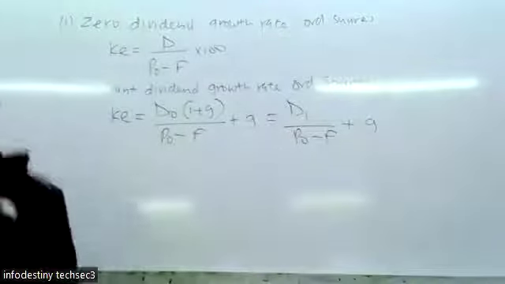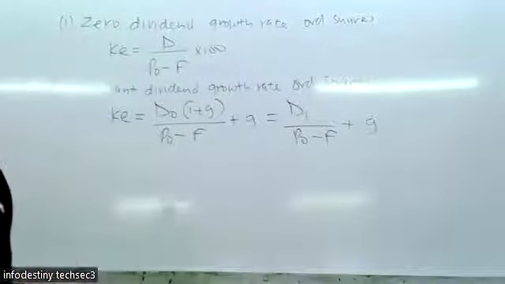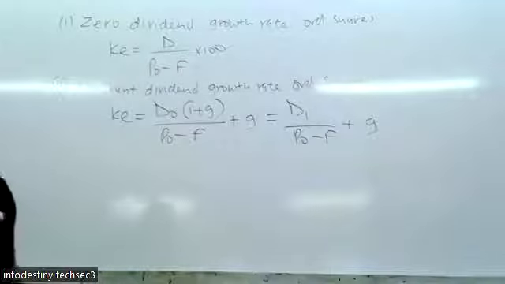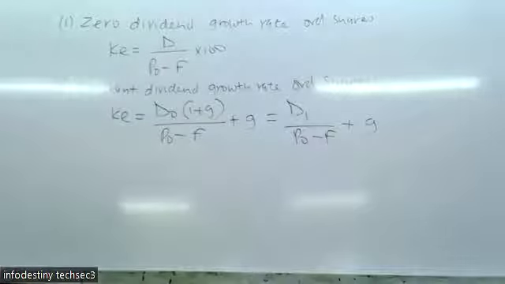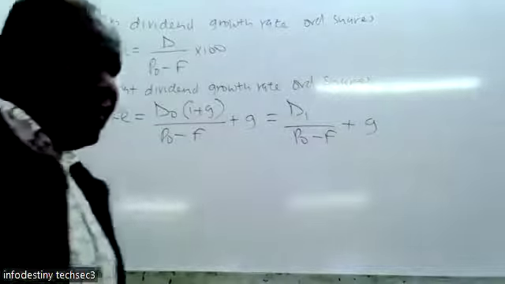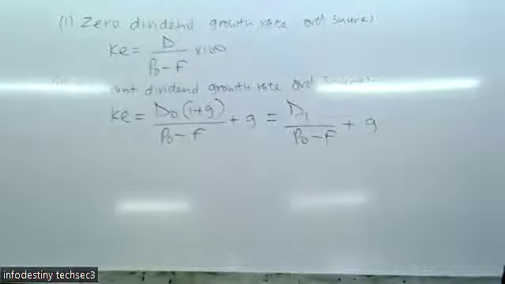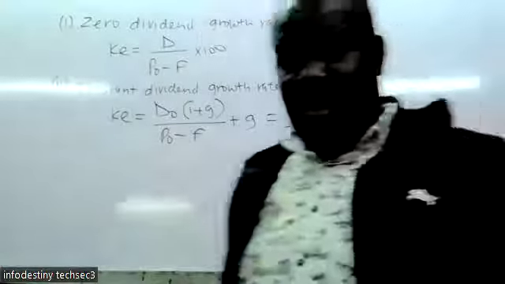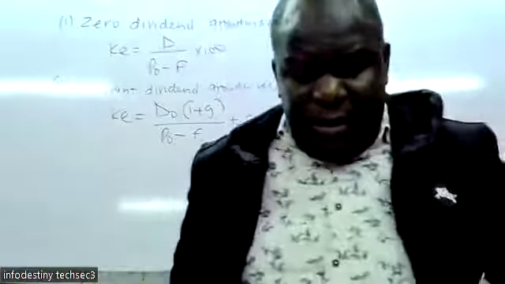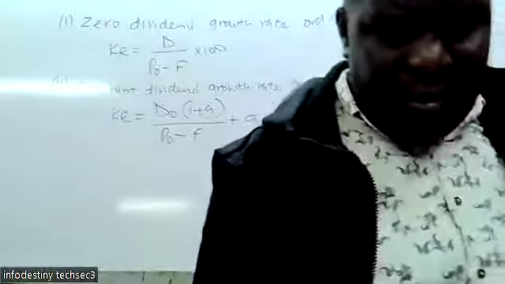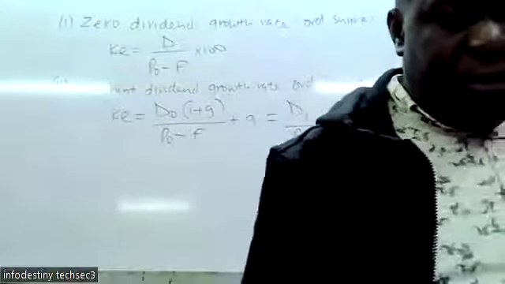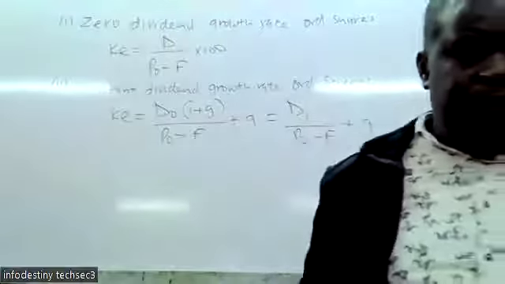So you already know what is D0. D0 refers to the last dividend per share that was paid. D1 is the next dividend per share to be paid. G refers to the constant growth rate. So that is now the zero dividend and the constant dividend growth rate ordinary shares.